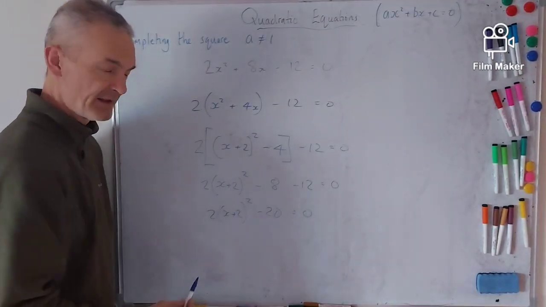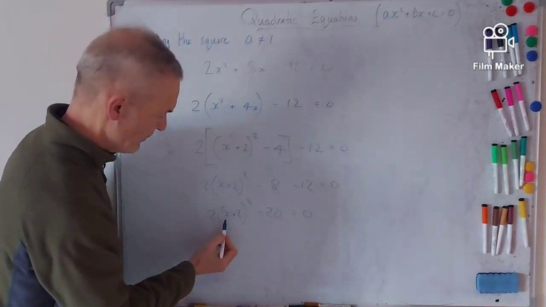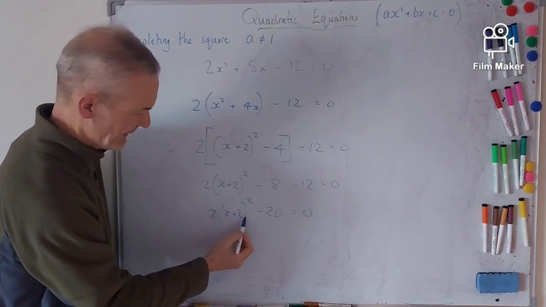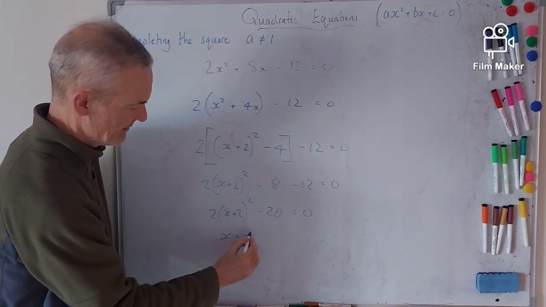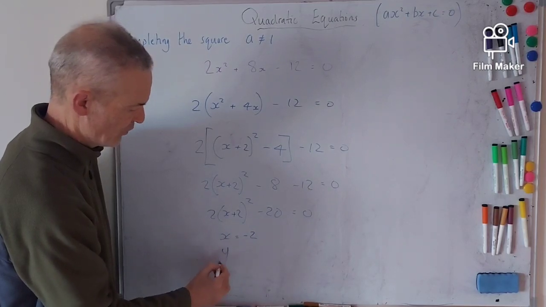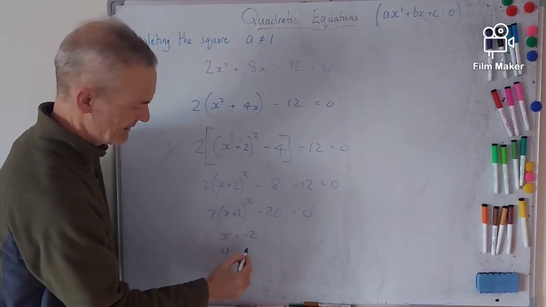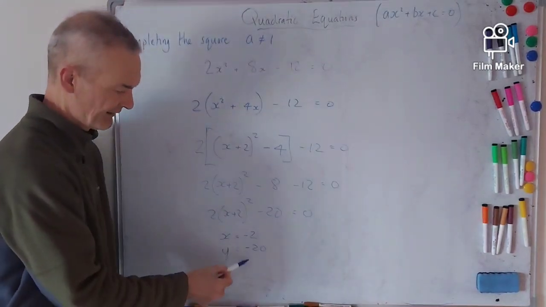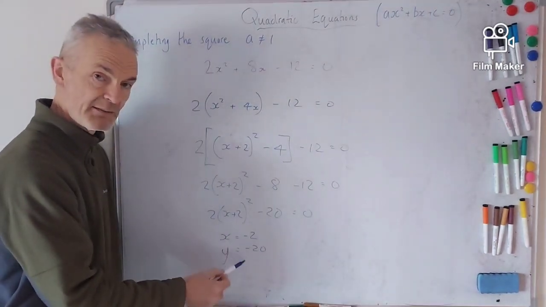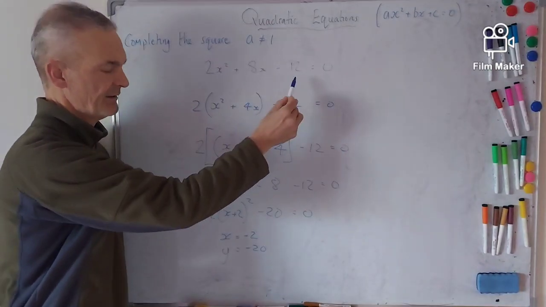So remember, it's giving us the minimum point. So we want to take the x value, which makes this bracket 0. So x is going to be minus 2, and y is this term here. Don't forget it's a negative. So minus 20. So this is our minimum point for this curve.